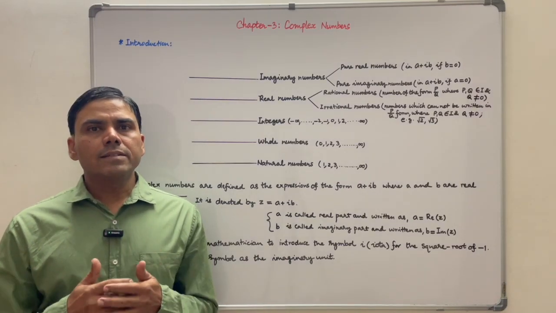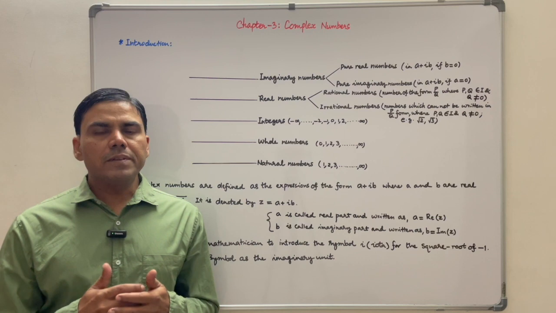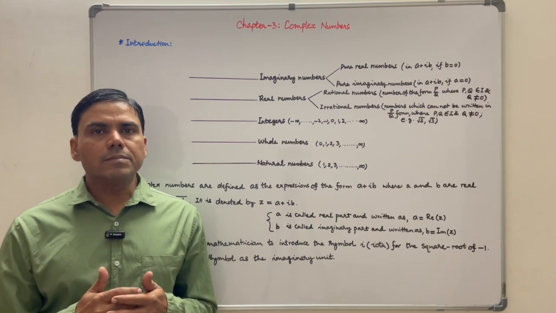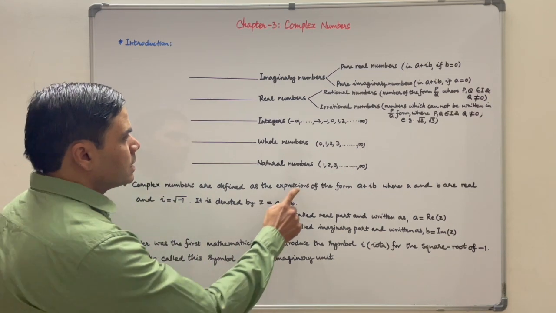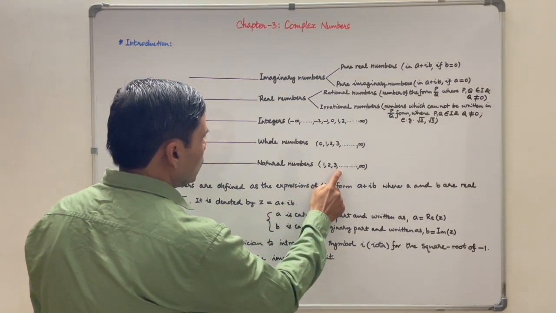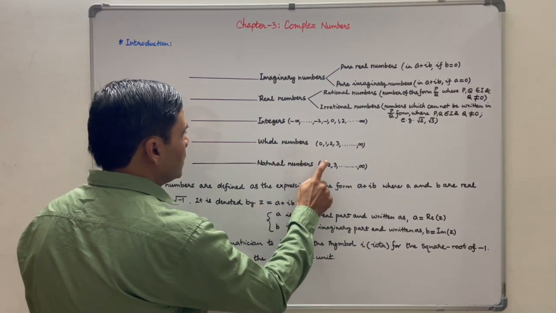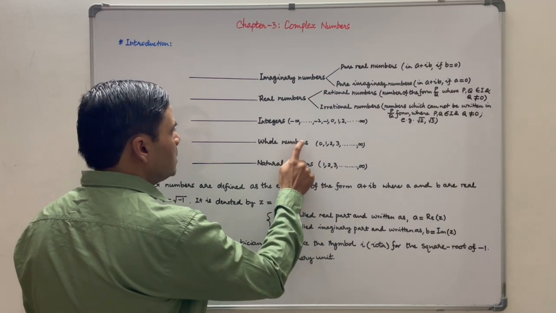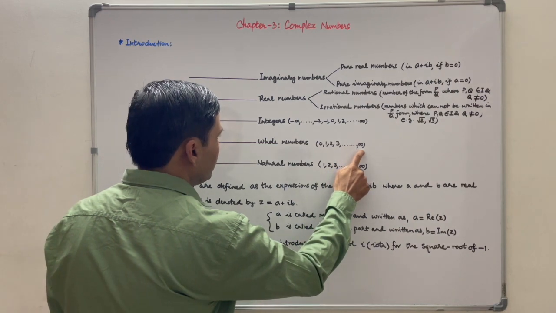Hello children, let us start the third chapter, and that is complex numbers. In our previous classes, we have studied number systems. The number systems story starts with natural numbers. Counting numbers such as 1, 2, 3, 4 and so on up to infinity are called natural numbers. If we include 0 in this set, it becomes the set of whole numbers. That means 0, 1, 2, 3, 4 and so on up to infinity.